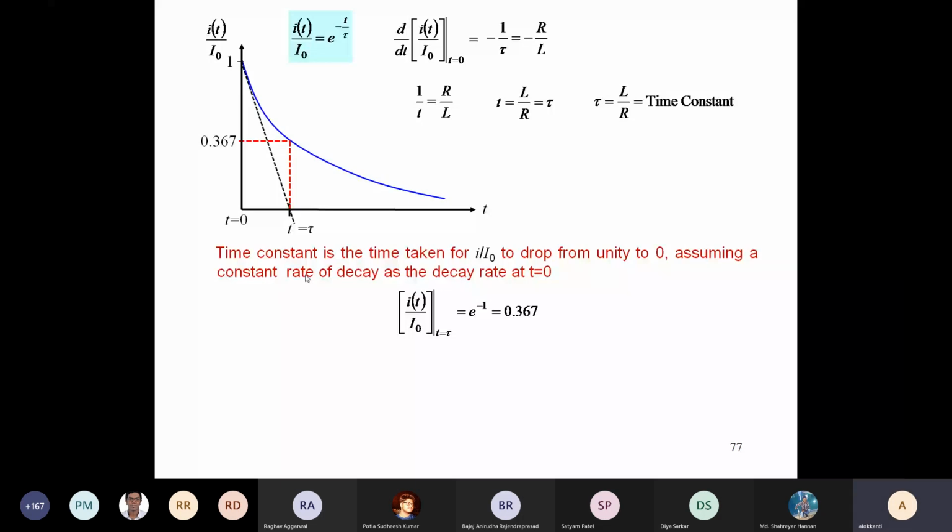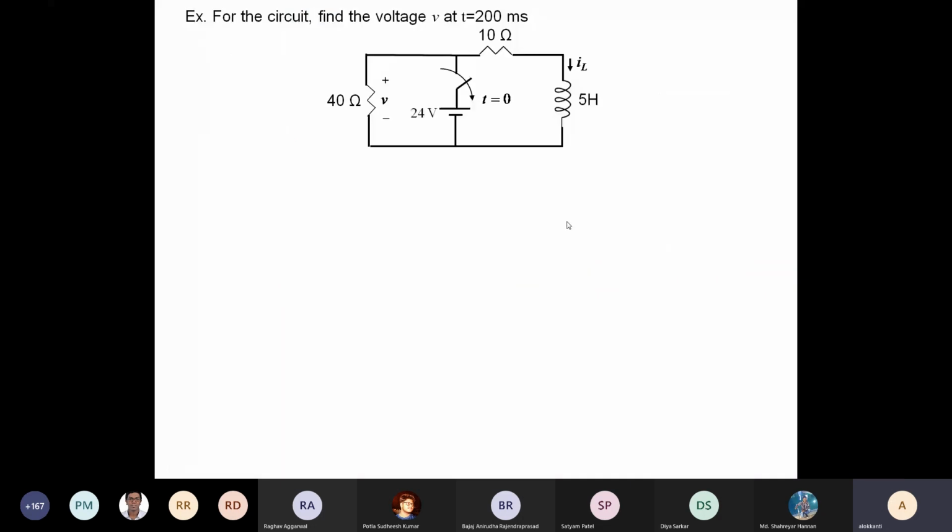So these are some of the things we did in the previous class, and we started with a numerical. For the circuit, find the voltage V at t equal to 200 milliseconds. So the question is, what is the value of V? As you see in the figure, V is the voltage across the 40 ohm resistance, and its polarity is shown.